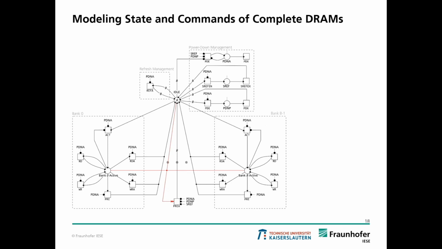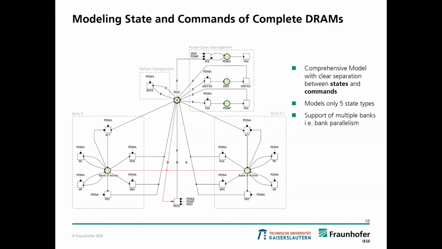So what we did basically, we created this Petri net semantics, and we described with that the DRAMs in a very comprehensive manner, with clear separation between states and commands. We find our 5 states again that I talked about before. We now support multiple banks, so we can support the bank parallelism in the DRAM. And we have then, of course, also different subnets for banks, refresh, power down, bank groups, and ranks.